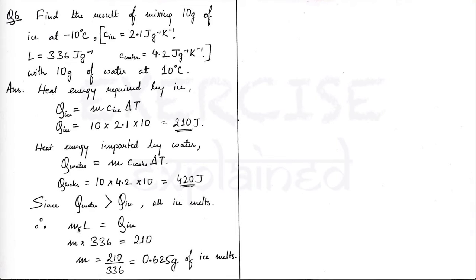So we write m into L is equal to 210, that is Q of ice. So m we would get from here, into 336 which is the L, is equal to 210. So m is equal to 210 by 336. So that gives us 0.625 grams of ice melts. So the final result is 0.625 grams of ice melts when we mix this.